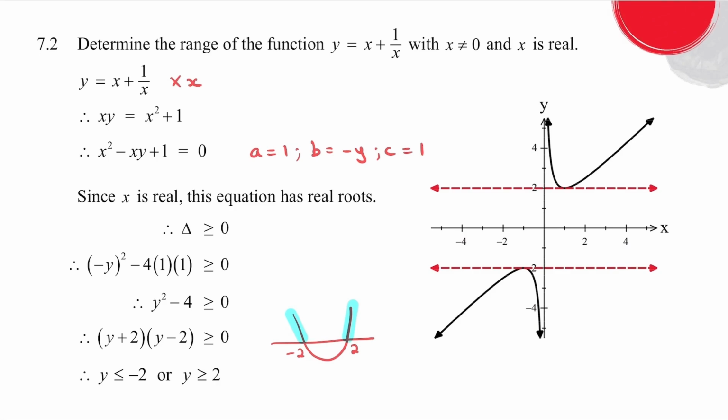Now, it might be of interest to see, if I were to draw this graph, it looks like that and that. Now, you're not expected to be able to draw this, but just to show you what's happening with it, the graph never exists between minus 2 and 2. So the graph only exists less than or equal to minus 2 or greater than or equal to 2.